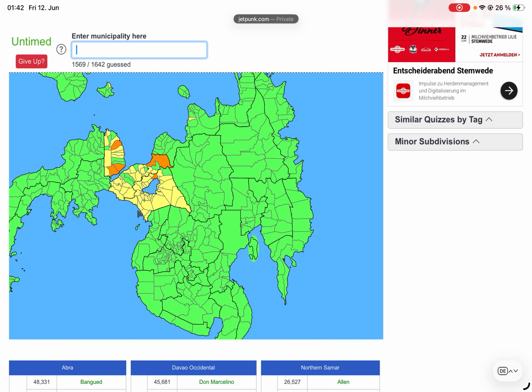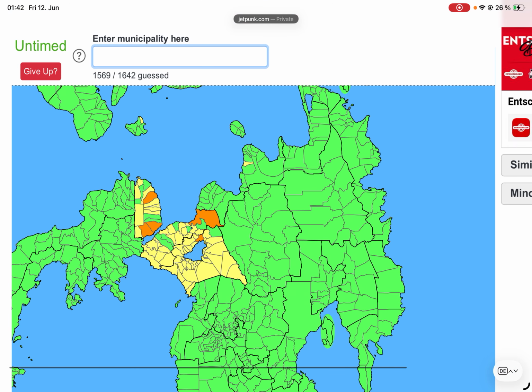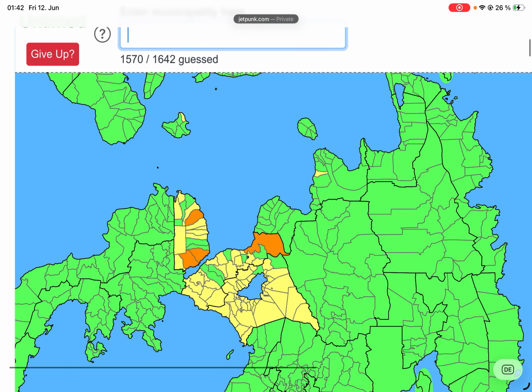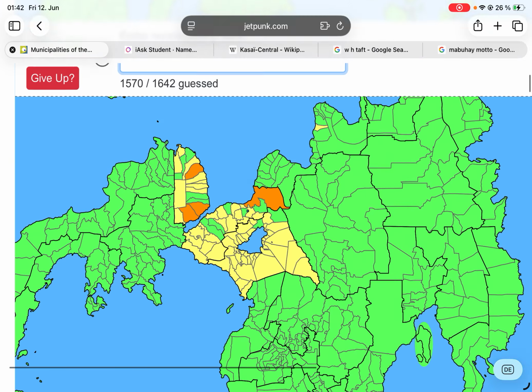Because this region also has, I think, a Muslim majority compared to the other regions. So yeah, this province is called, sorry, excuse me. This province is called Lanao del Sur, and the capital is Marawi. And it's really small, so I'll try to zoom in as much as possible here.